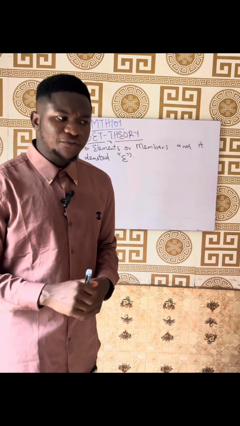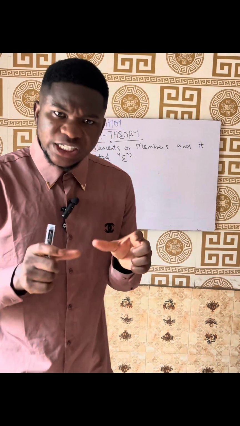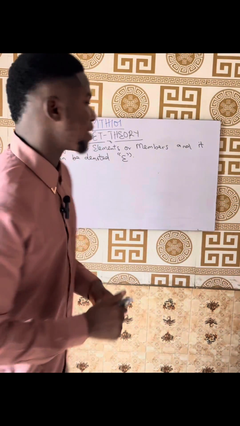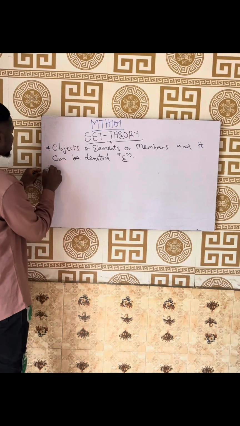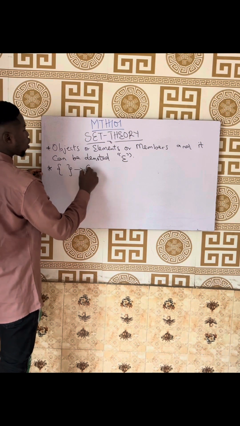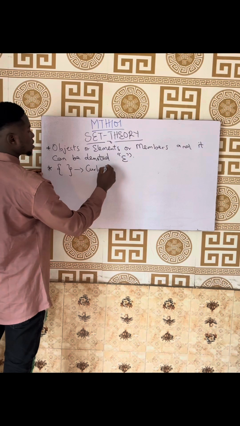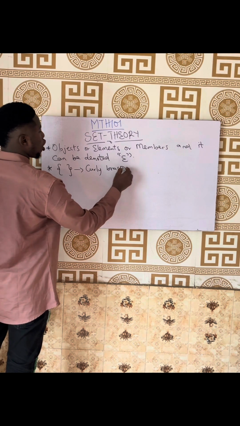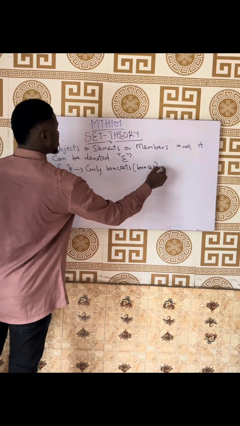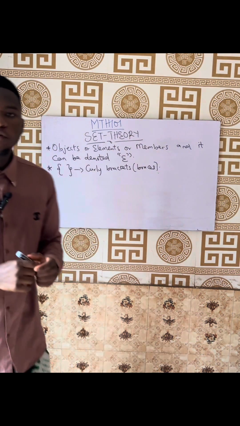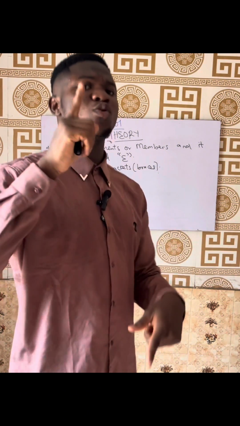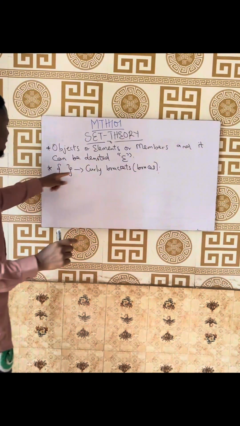Guys, you have to know that the objects of a particular set are always enlisted in a curly bracket. You can also refer to it as curly brackets, or you call it braces. So this simply means that the type of brackets that we use in listing the members of a particular set is a curly bracket.